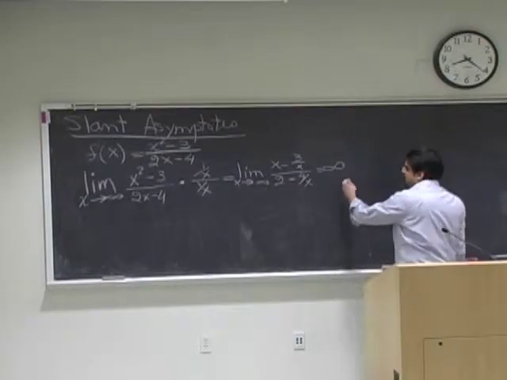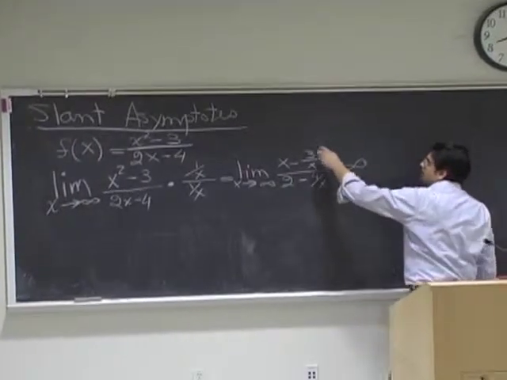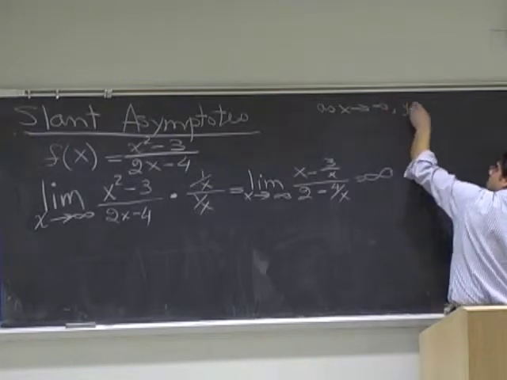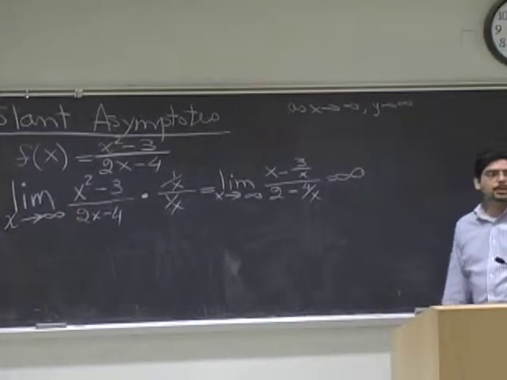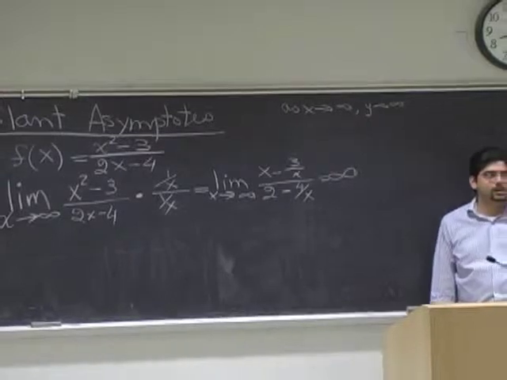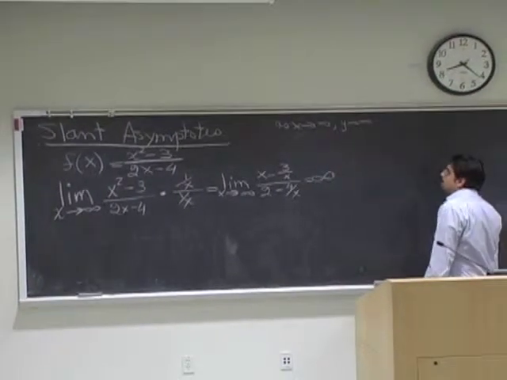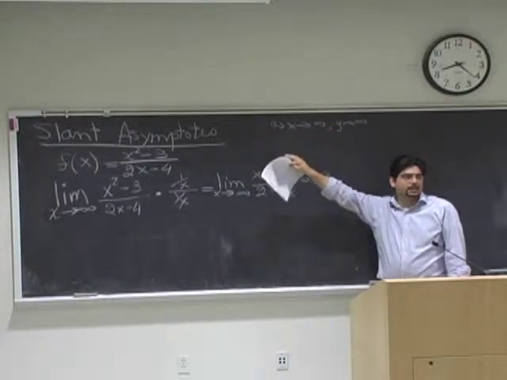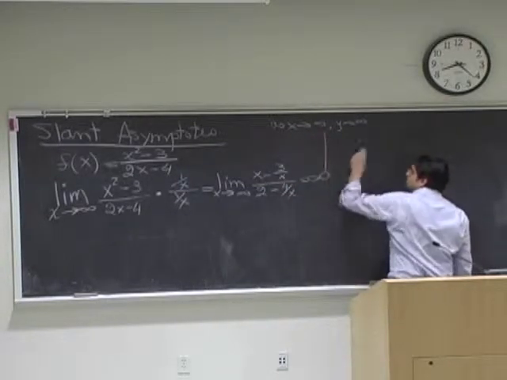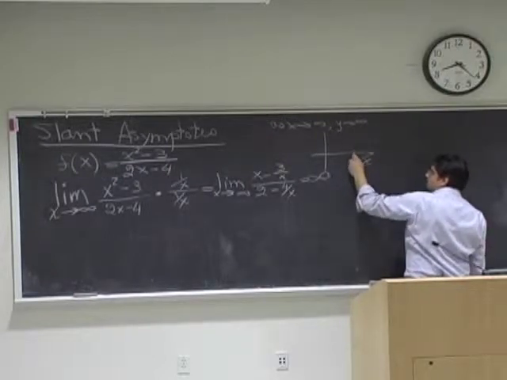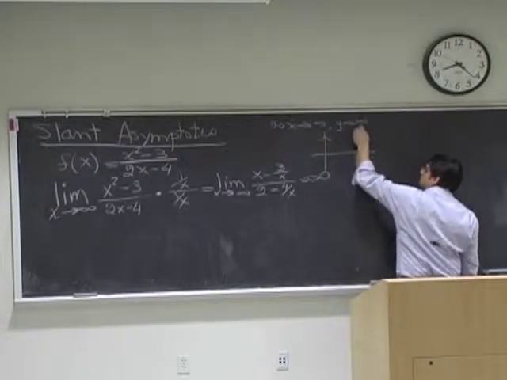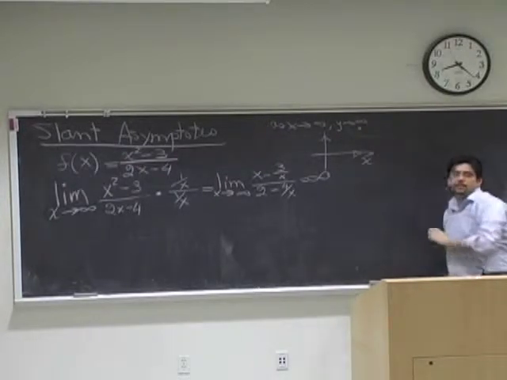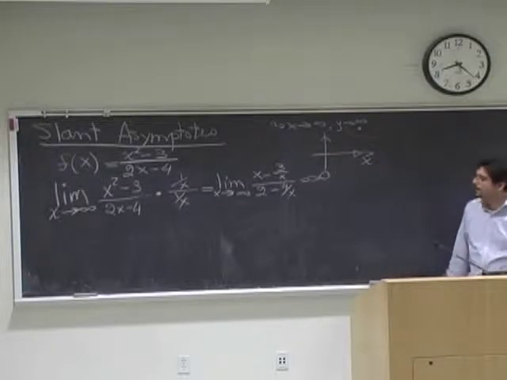But what this is telling us is that as x gets large, y gets large. That means the graph lives on the upper right corner of the xy axis. When x gets large, y gets large. So as x gets large, we're on the top right corner of the first quadrant, right?